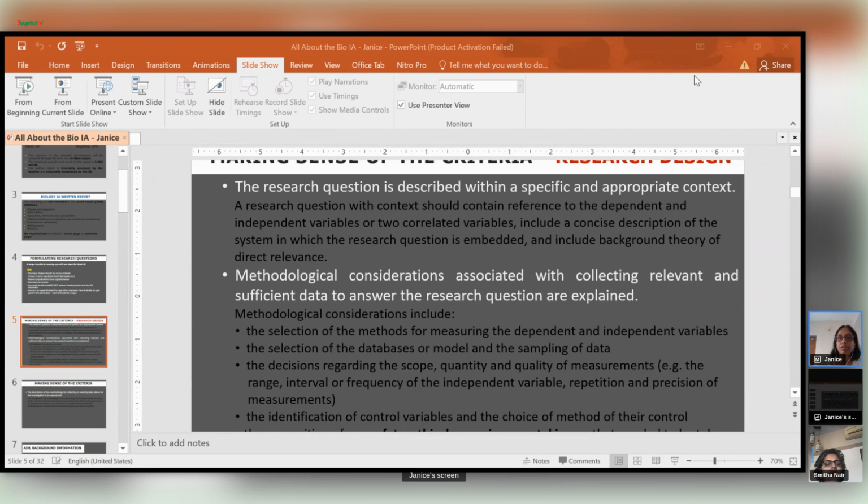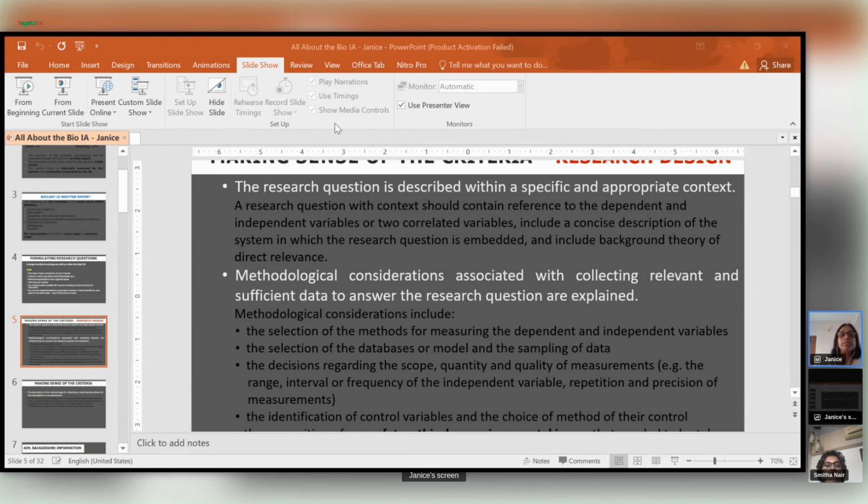Are you on the fifth slide now? Yes, ma'am. Okay, so this criterion has got three aspects. One is the one which I've written in white. That is, the research question is described within a specific and appropriate context. Now, I will explain to you each aspect, and then I will show you a sample also, so you will understand in a better way.